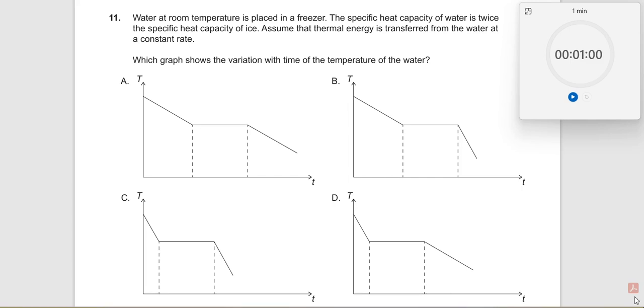Okay, now let us start with the 11th problem. So water at room temperature is placed in a freezer.